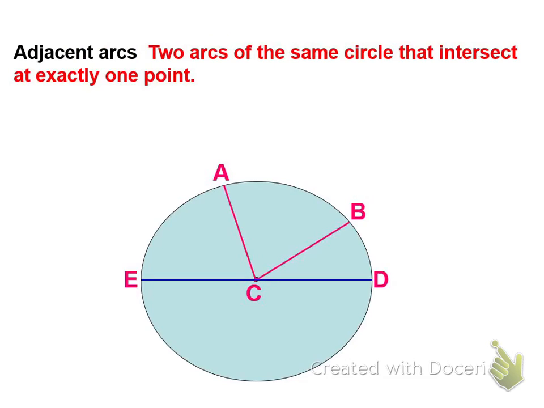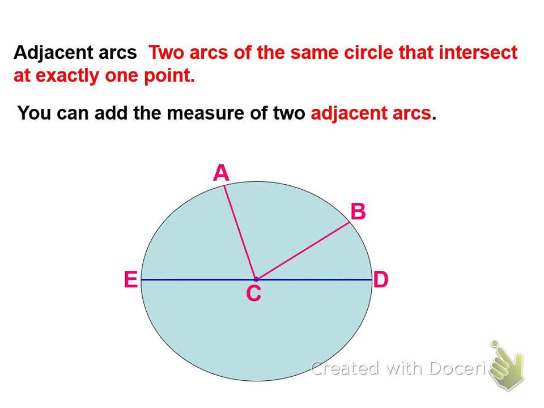All right. This is not on your paper. We're just talking about it for a second. Adjacent arcs are arcs that are right next to each other. They share a wall. You can add them. So let's say this angle was 80 and this angle was 20. And I wanted to find the measure of arc AD. What would I do to find the measure of arc AD? You'd add them.